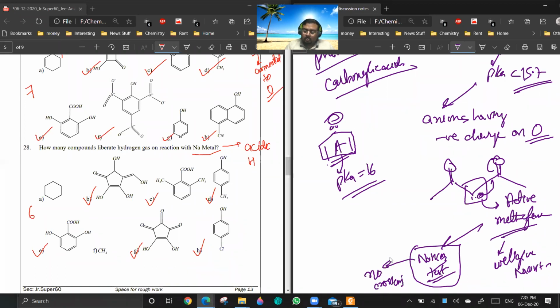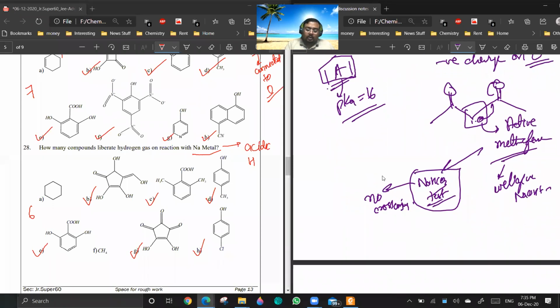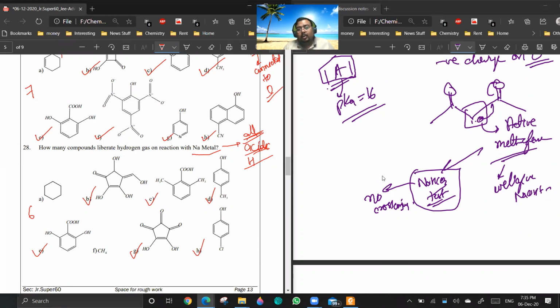So, sodium metal. Sodium metal test is given by all acidic hydrogens. I think I've given you the criteria for acidic hydrogen in Grignard reagent. Yes, sir. Sir, why do alkynes not give it? Alkynes will give the sodium metal test.